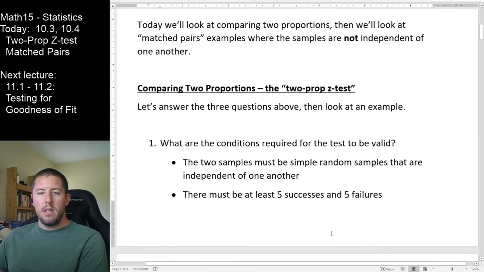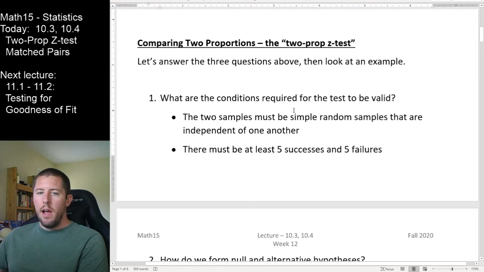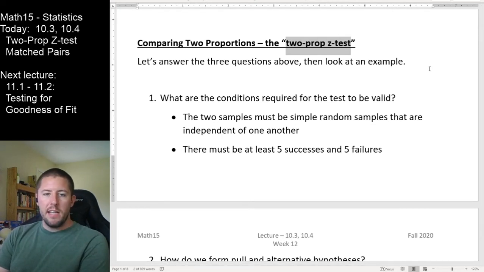So let's go ahead and start with our two proportion scenario here. First of all, you'll notice there's some shorthand that's typically used, referring to this as a two-prop z-test. Two-prop because there are two proportions being compared. A z-test because we're always going to be using the standard normal distribution to help us compute our probabilities associated with comparison of two proportions here. So a two-prop z-test is our shorthand for the comparison of two proportions using the z distribution.